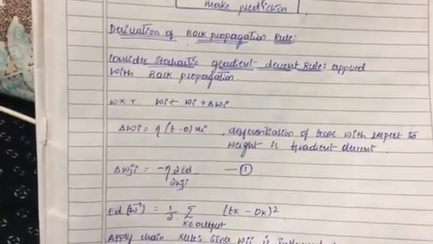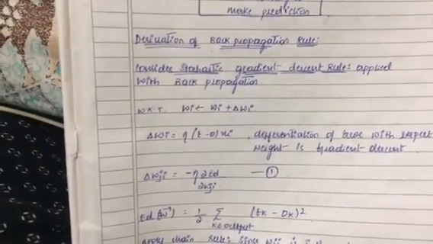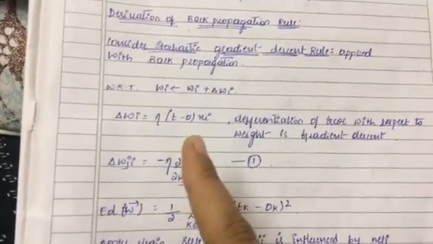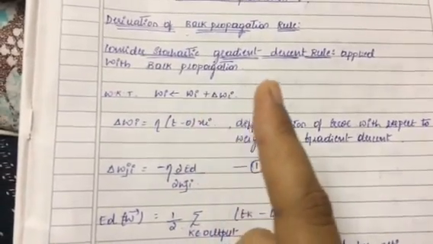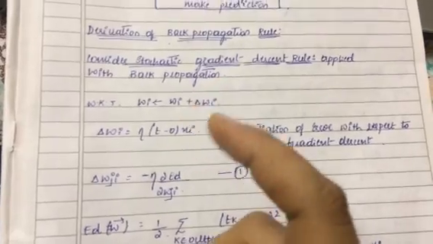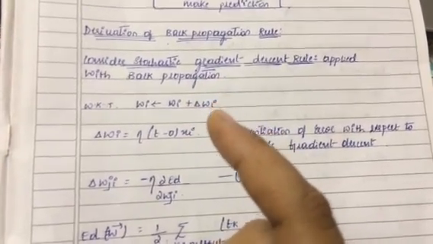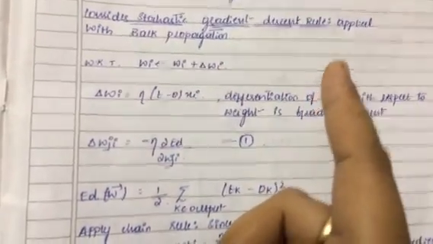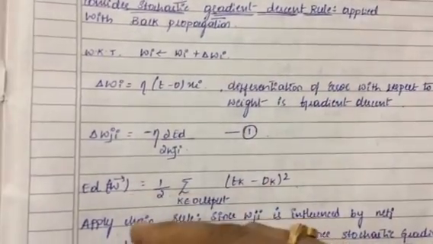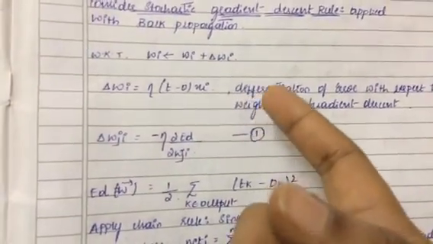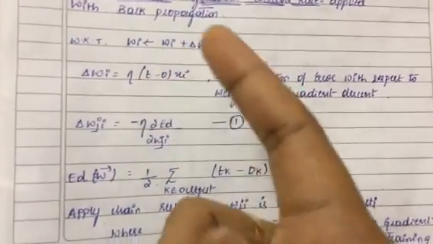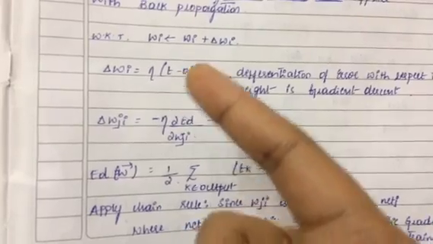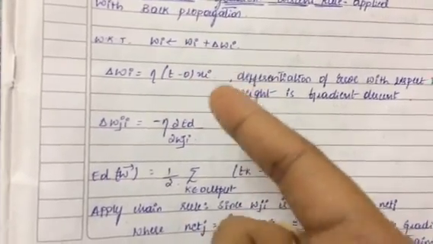Now let's start the derivation. So here consider the stochastic gradient descent rule that is applied with backpropagation. So we know that Wi equals Wi plus delta Wi. Initially delta Wi would have been set to 0 when we are conducting the feed forward computation. When we are performing backpropagation and there is an update of the weight, then we have to consider delta Wi. So delta Wi equals eta into t minus o into xi.